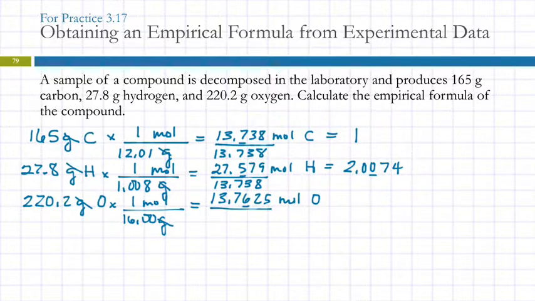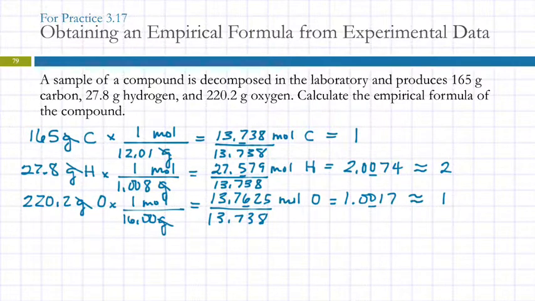And then here we're dividing this one by 13.738. And that gives me 1.0017. These two ratios are within 0.2 of a whole number. They're actually within 0.01 of a whole number. So we can round this to 2, and we can round this to 1. So we have whole numbers.